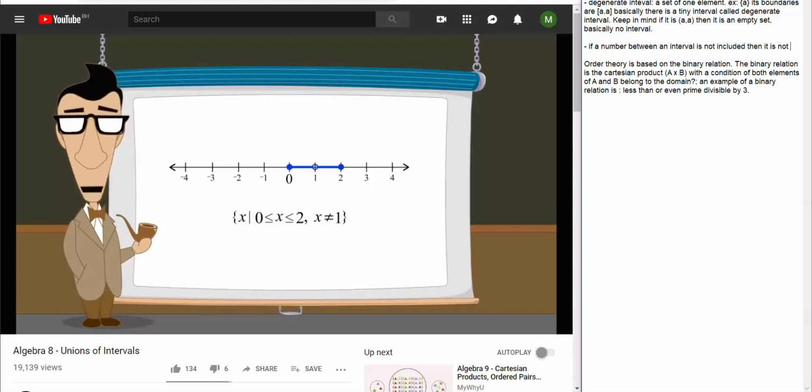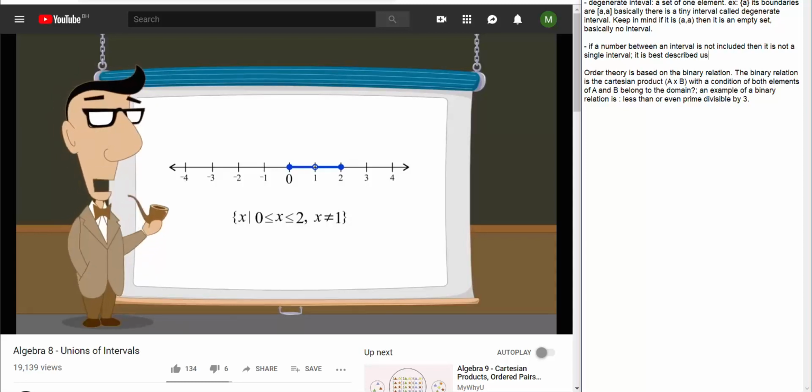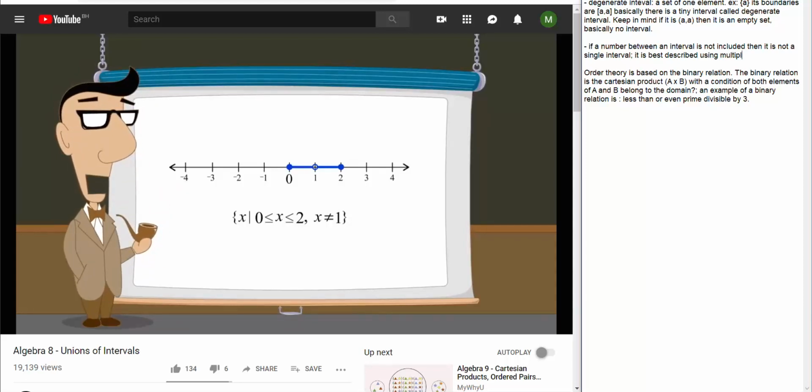However, sometimes it is easier and more clear to describe regions of the number line like this set using interval notation. This can be accomplished by combining intervals. Since intervals are sets, we can use set operations to combine multiple intervals into one set.